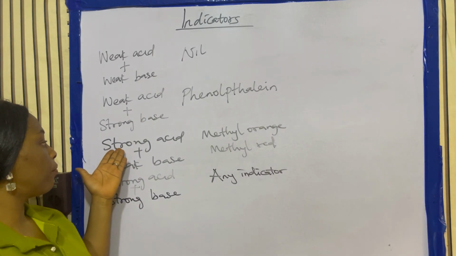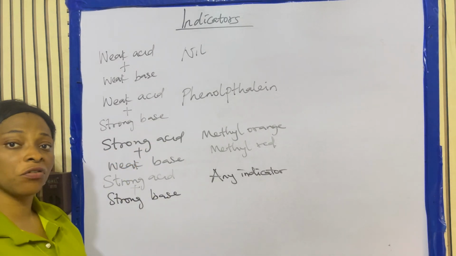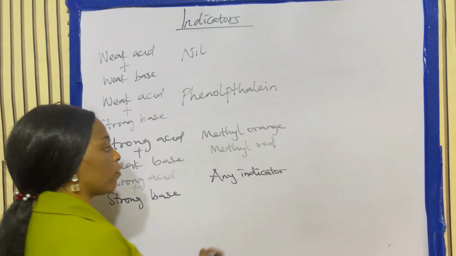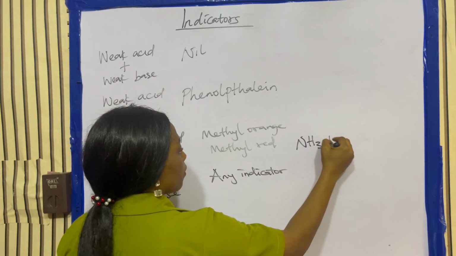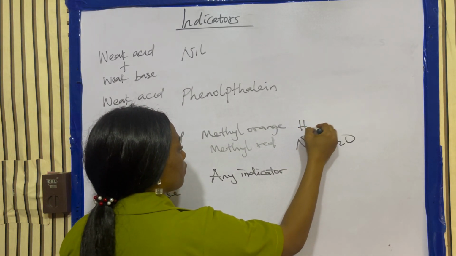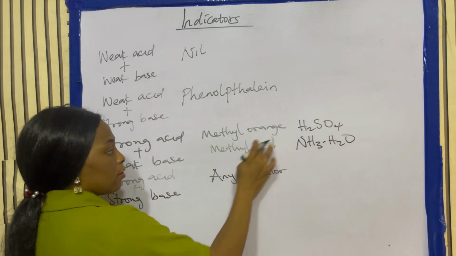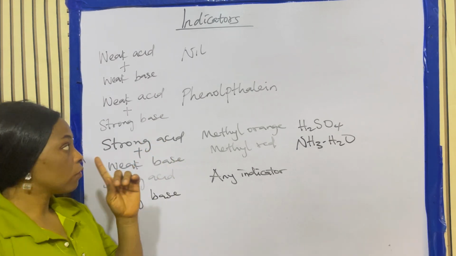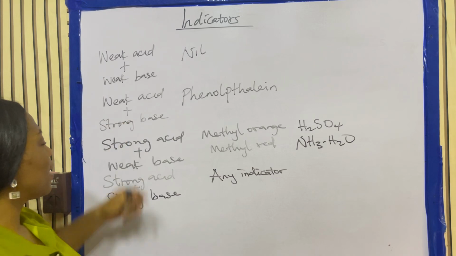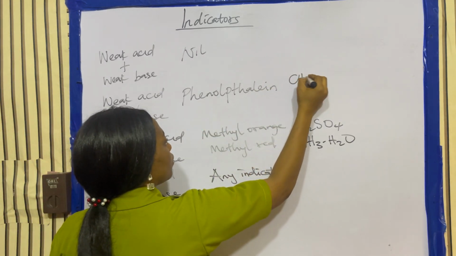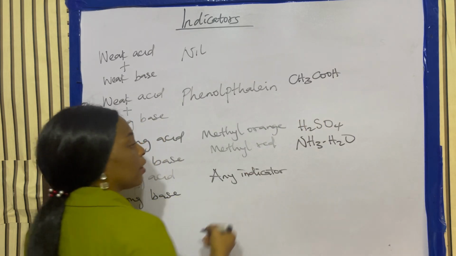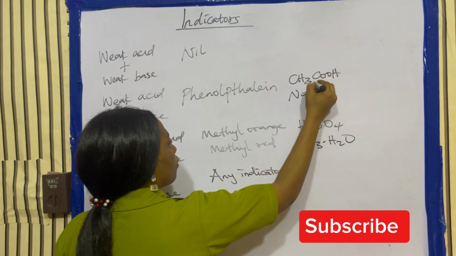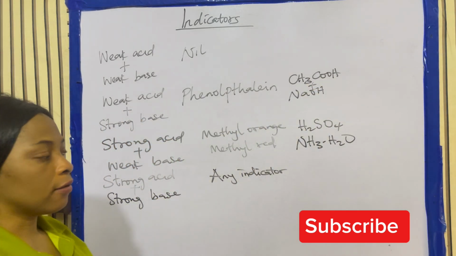An example of a strong acid is tetraoxosulphate(VI). An example of a weak base is aqueous ammonia. Aqueous ammonia is a weak base. So the best indicator for this is methyl orange or methyl red. Examiners love this question, so please take notes. An example of a weak acid is ethanoic acid, which I gave at the beginning of the class. A strong base is sodium hydroxide. You use what? Phenolphthalein. All right.